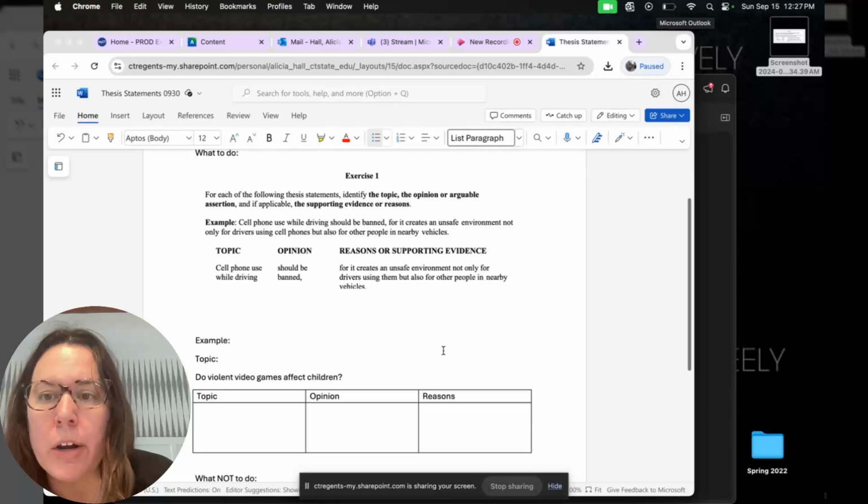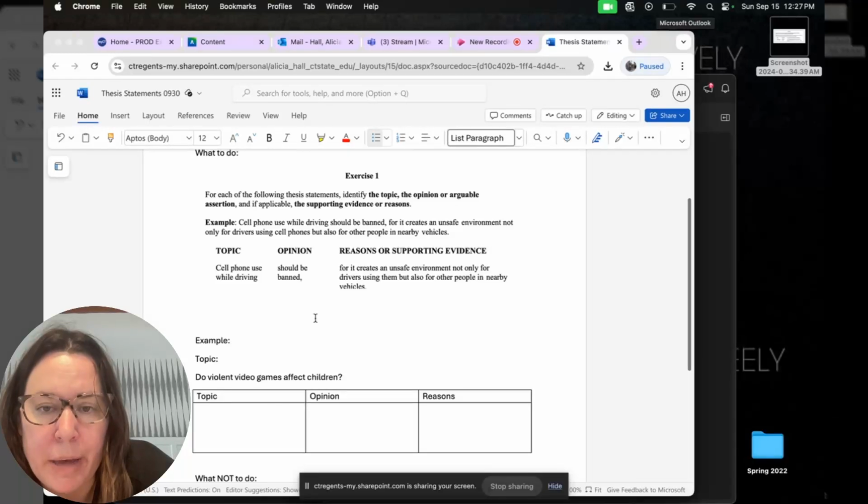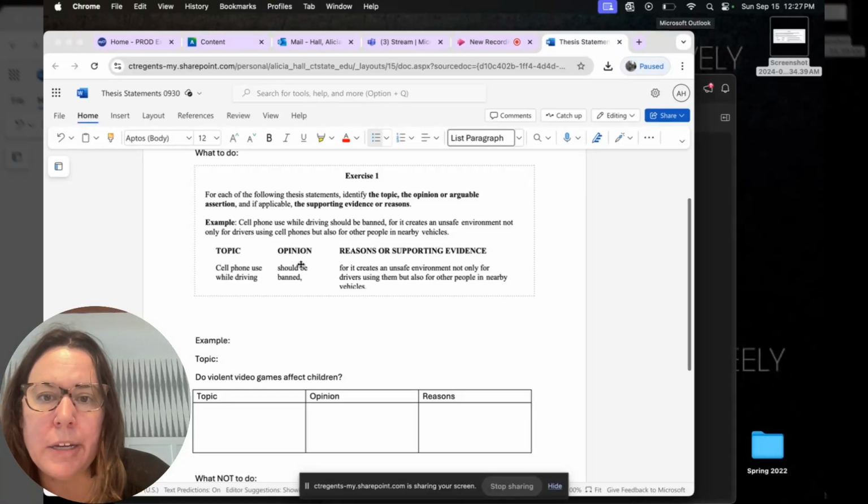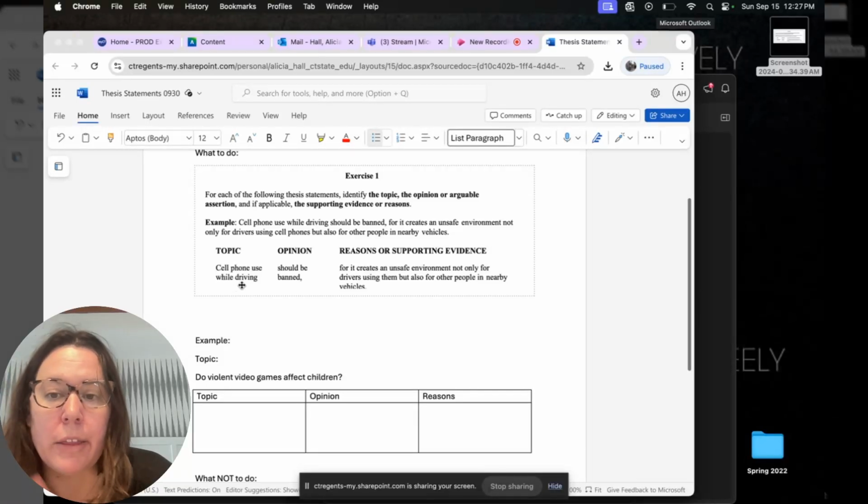Okay, so our example here is: cell phone use while driving should be banned, for it creates an unsafe environment not only for drivers using cell phones, but also for other people in nearby vehicles. So when you break this down into topic, opinion, and reasons, you have cell phone use while driving. That is what we're discussing. Should be banned. You're taking the position that you think this should be prohibited. You're against it. Why? Over here.